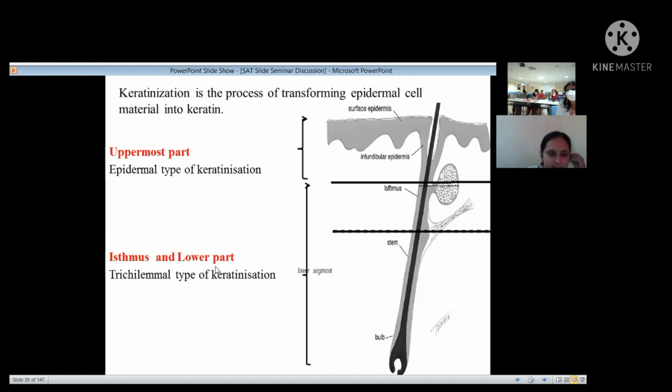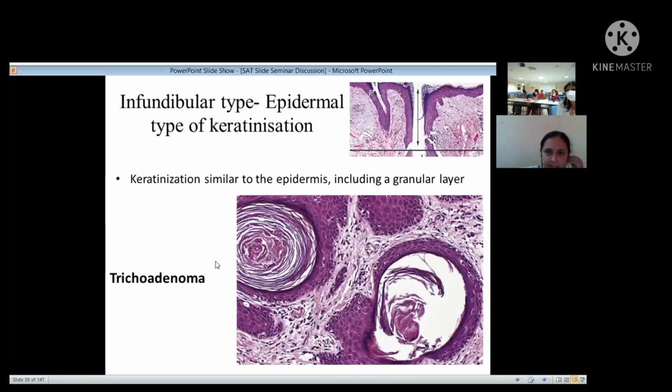So this is the infundibular type of keratinization, that is epidermal type, which is very similar to that of epidermis. Here the keratinization takes place with the presence of the granular layer, and the classical example for this type of keratinization is trichoadenoma, which is an example of an infundibular tumor.